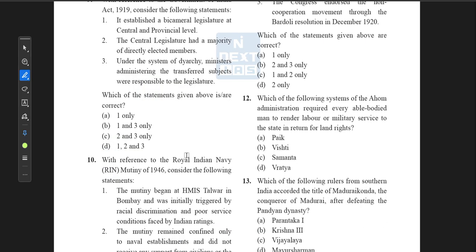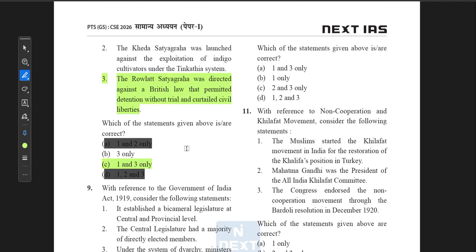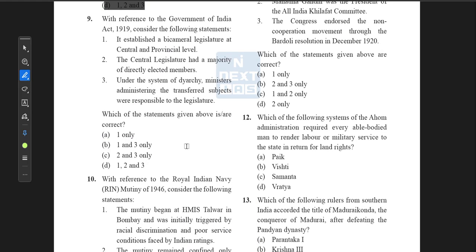Now let us consider question number nine. With reference to the Government of India Act 1919, consider the following statements. It established a bicameral legislature at the central and provincial level. Yes, this is right. It has indeed established a bicameral legislature at the central and provincial level. So this is correct. The central legislature had a majority of directly elected members. No, I think this is wrong.